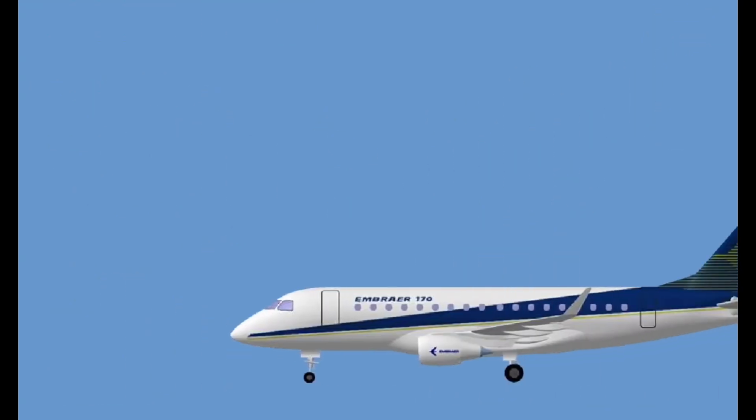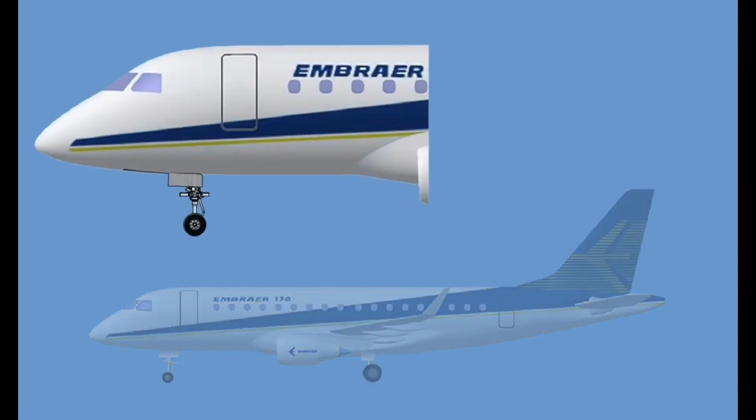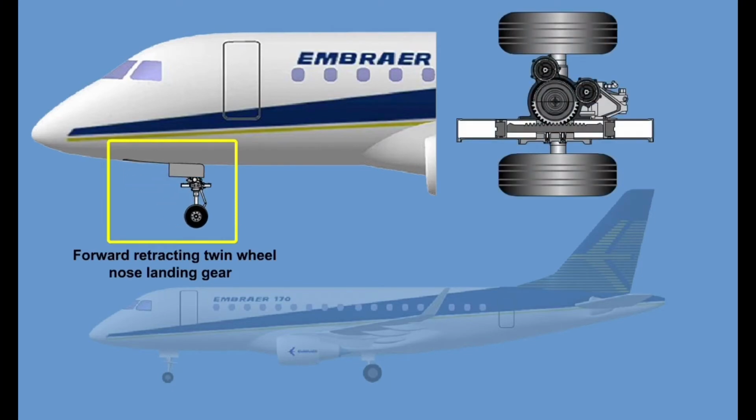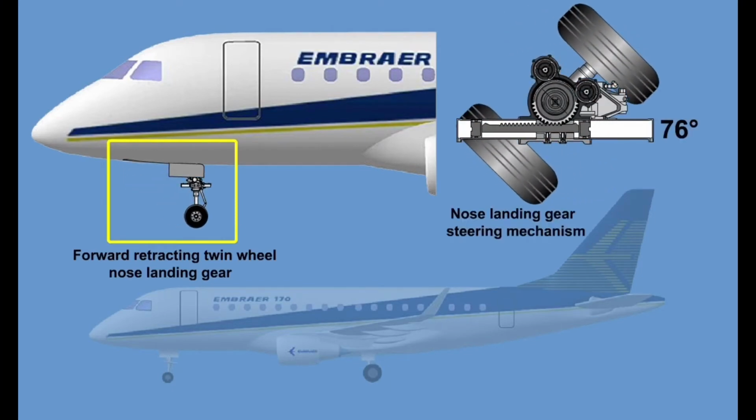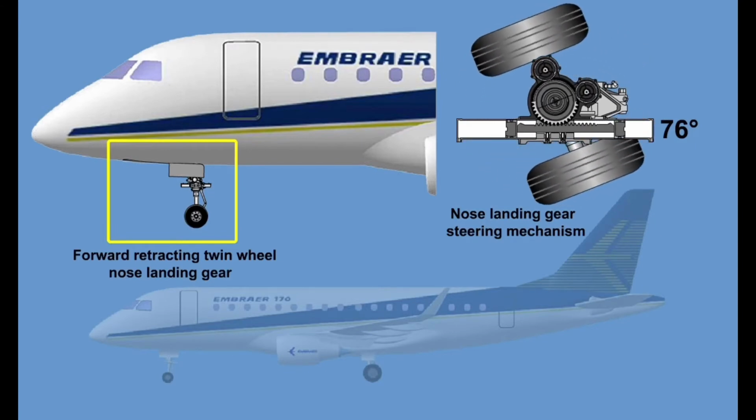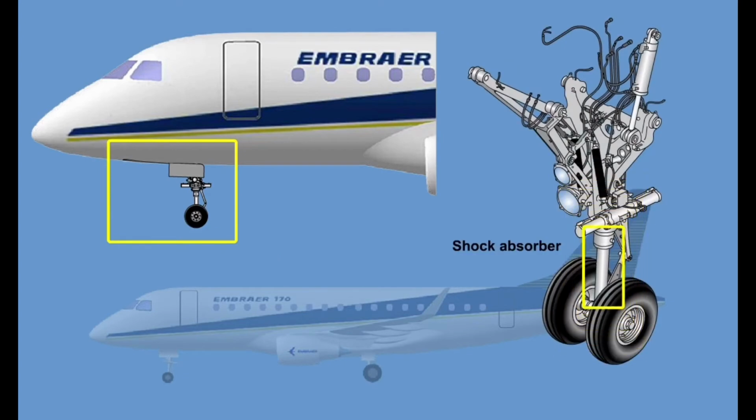The Embraer 170 has a forward retracting twin-wheel nose landing gear. The nose landing gear has a normal steering angle of up to 76 degrees either way. The shock absorbers are of oleo-pneumatic type. The steering motor, taxi light, and 1 landing light are mounted on the nose landing gear.